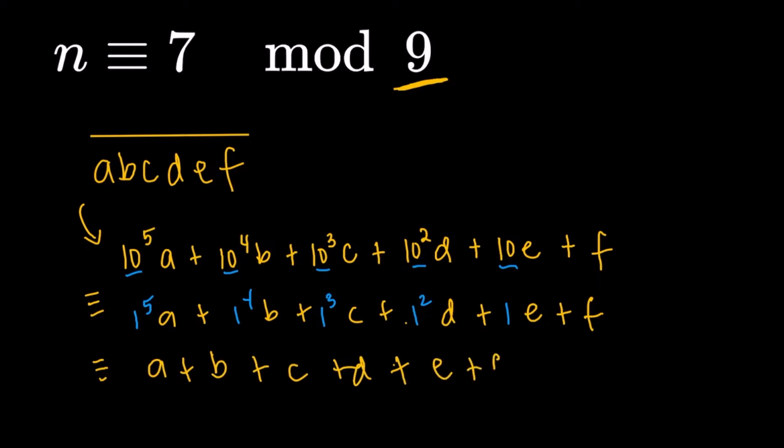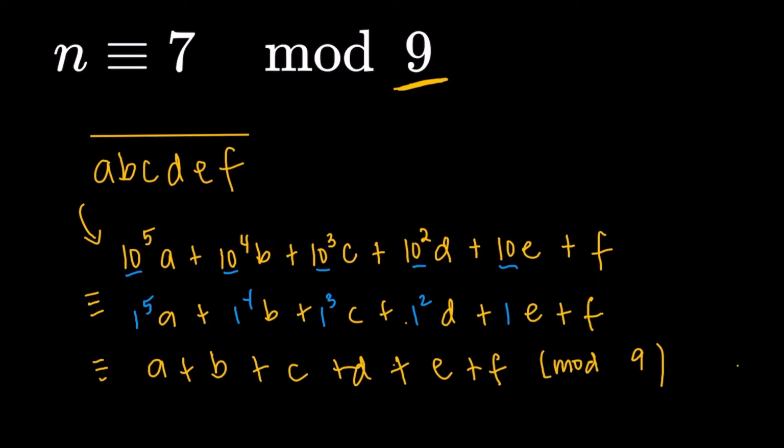And this is under mod 9, right? So, what does this tell us? N leaves a remainder of 7 when divided by 9. And we found out that the remainder is just the sum of the digits of n. And the sum of the digits of n must be a one-digit number.